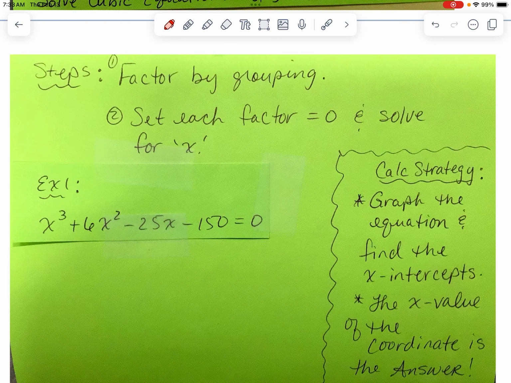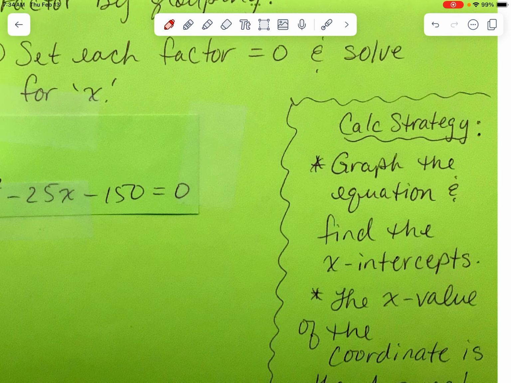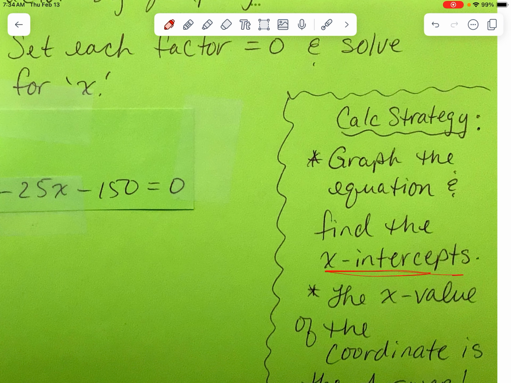I'm going to show you guys how to factor by grouping and then set each factor equal to 0 in order to solve a cubic function that has 4 terms. Of course, our calculator strategy is that you can take the equation, put that in your graphing calculator. I'm going to use DESMOS, and we are going to look for the x-intercepts, where the graph crosses the x-axis.